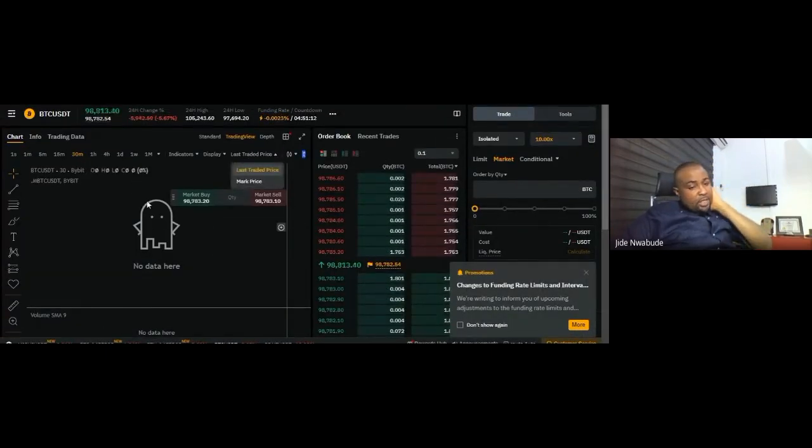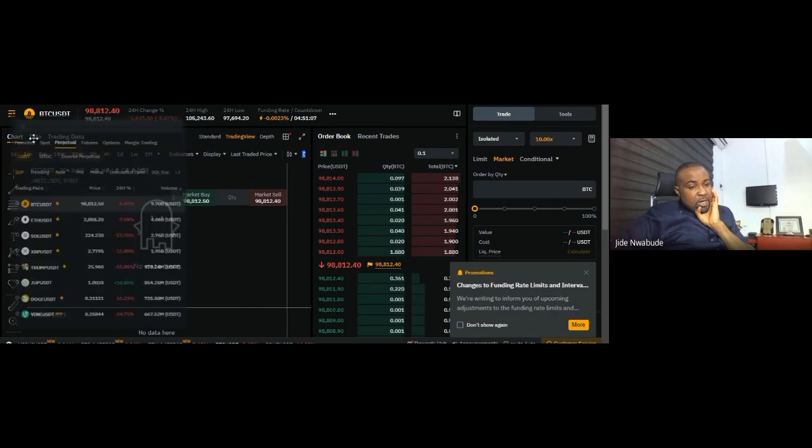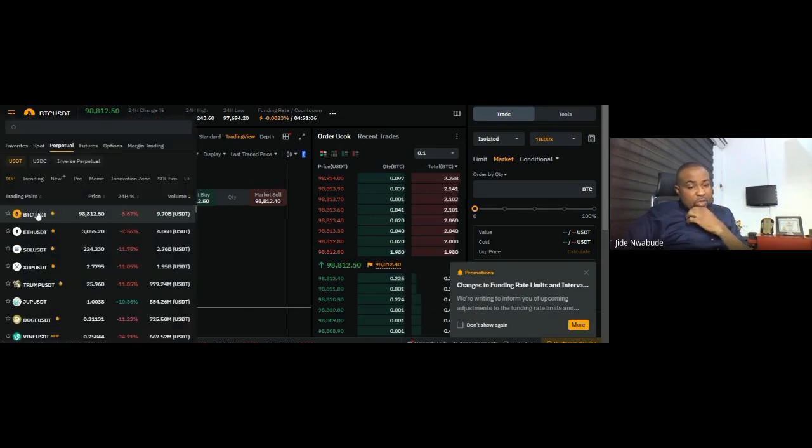So here is your chart. Last time we saw trading BTC USD, and it has done a 5% drawdown. You can see in 24 hours, BTC has dropped 5%. Ethereum has dropped 7%. Solana has dropped 11%. Ripple has dropped 11%, and so on and so forth.